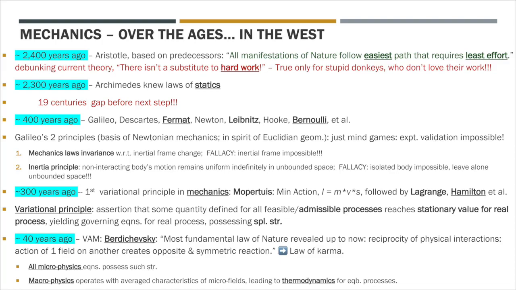And macrophysics operates therefore with averaged out characteristics. Because microphysics has so much heterogeneity, you want to go for an equivalent homogeneous structure, you go about averaging this out, and those average characteristics of microfields in the case of equilibrium processes lead to another field called thermodynamics. Most people think of thermodynamics as a separate subject from mechanics. No. Mechanics of microstructures is what leads to one part, or the most studied part, of thermodynamics, namely equilibrium thermodynamics.